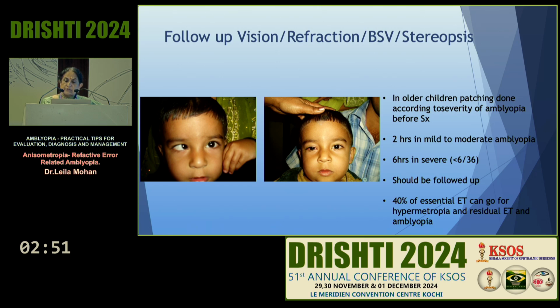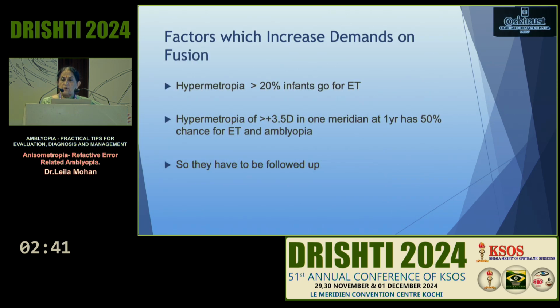40% of essential esotropes can go for hypermetropia and residual esotropia, or recurrence of esotropia also. You have an orthotropic child, but if you don't follow up, they will go for essentially recurrence of esotropia. So they have to be followed up for refractive errors in future also. Factors which increase, because you have operated the child at 1 year and you don't know the actual vision.